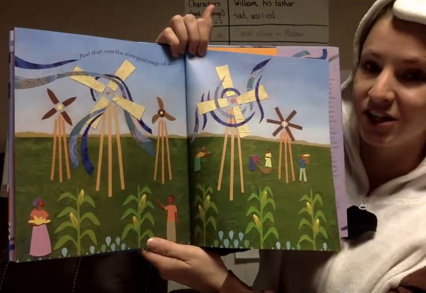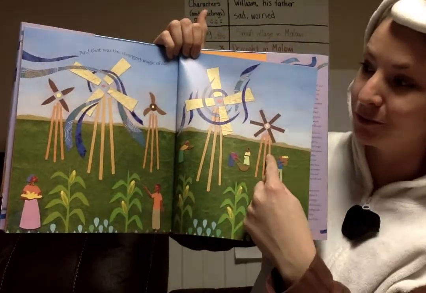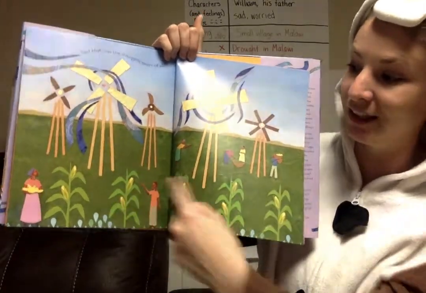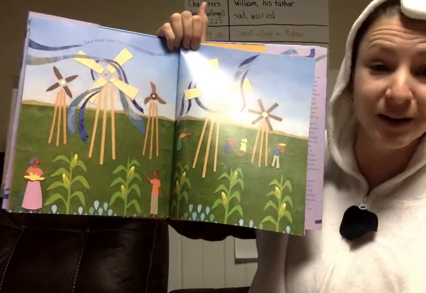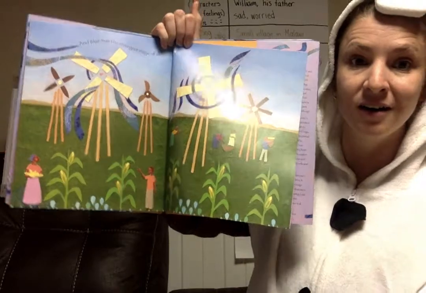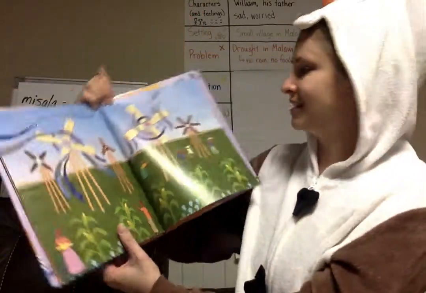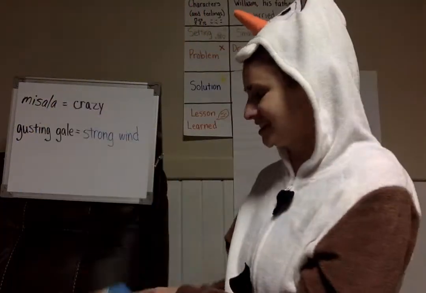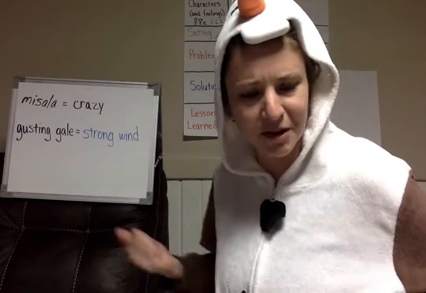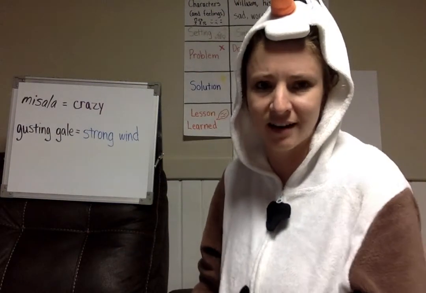Wow, check out that picture. So many windmills. And notice the green. The corn is back and growing again. There's even water. Wow. The end. Oh yeah, clap it up for William. He did some awesome stuff there.